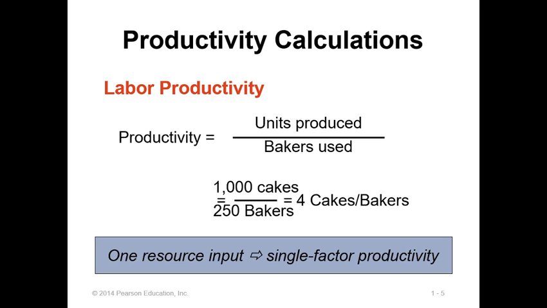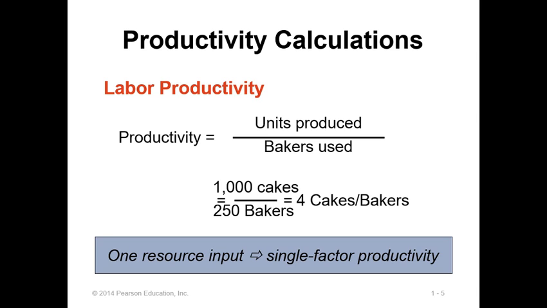Single factor productivity is productivity that is focused only on one factor or one input. So the output is the number of cakes, but the input that we focus on is only labor, for example, or it can be material, or it can be the capital. That one we call single factor productivity. So we still have our formula for productivity, which is the units produced, in this case the cakes, divided by the labor used, which is the bakers that we used.